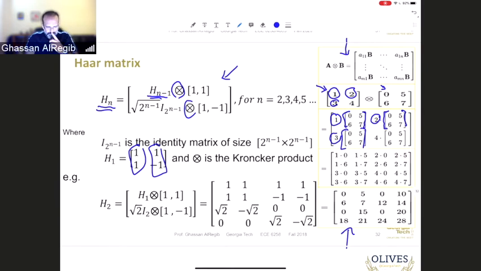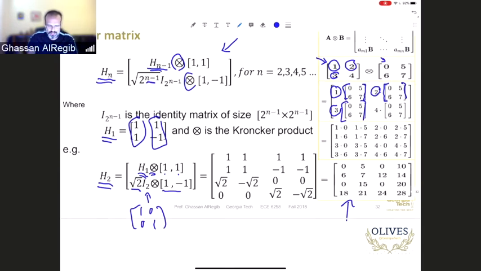So if I have 2 by 2 as my Haar transform, then I'm done with H1. If I have 4 by 4, then my H has to be 4 by 4, so I need to calculate H2, the second basis function. If I plug in n equal to 2, then I have H1 canonical product with 1 and 1, and then square root of 2 to the n minus 1, where n is 2, so square root of 2, times the identity matrix 1, 0, 0, 1, canonical product with 1, negative 1.